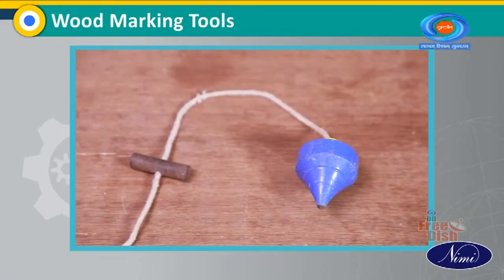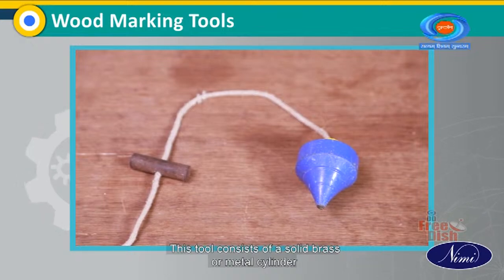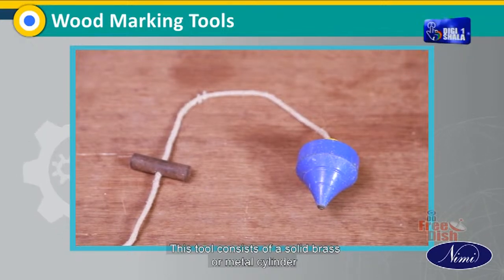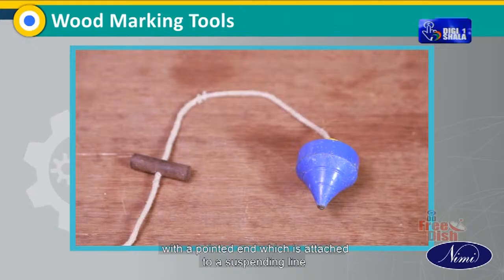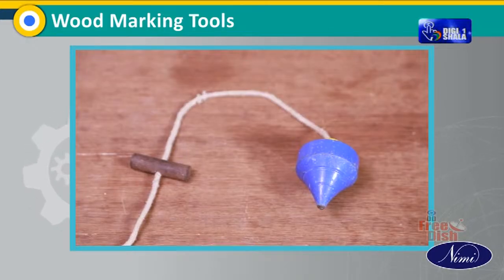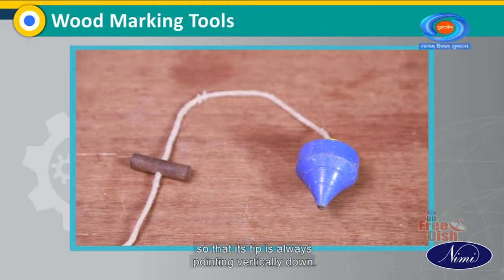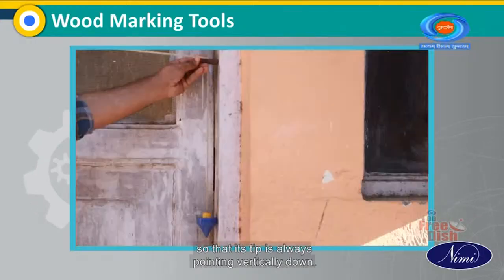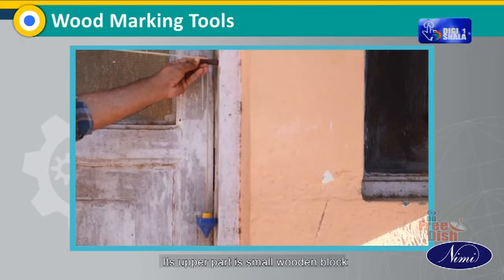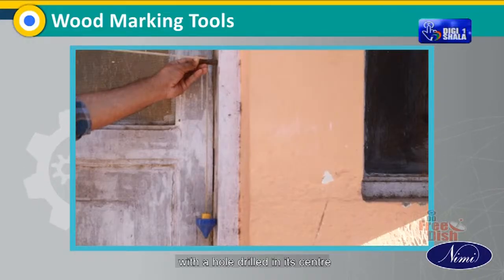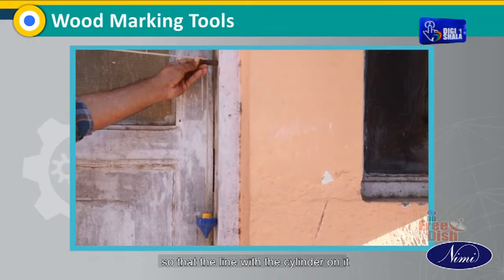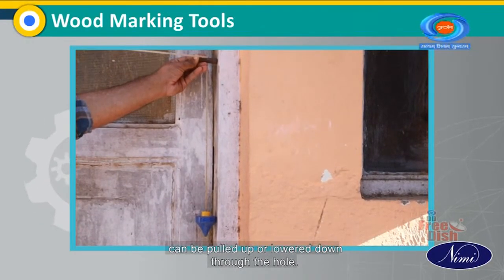Plumb bob. This tool consists of a solid brass or metal cylinder with a pointed end which is attached to a suspending line so that its tip is always pointing vertically down. Its upper part is a small wooden block with a hole drilled in its center so that the line with the cylinder on it can be pulled up or lowered down through the hole.